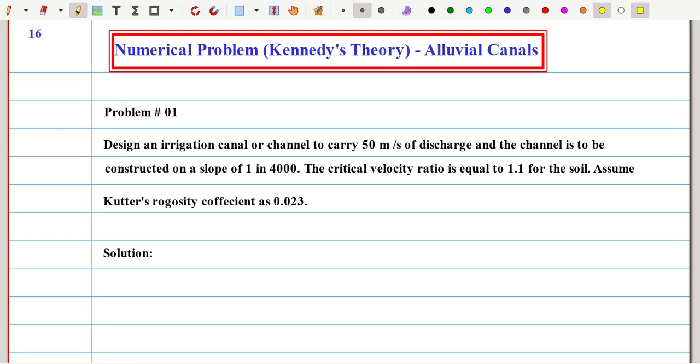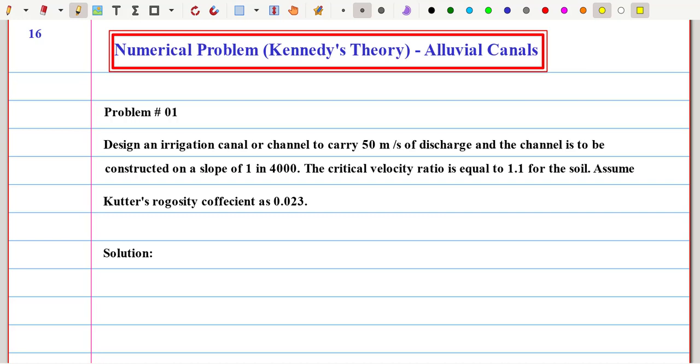But actually, Kennedy's theory is a bit lengthy. The next theory which we are going to discuss is Lacey's theory. So Lacey has made some amendments in Kennedy's theory, and that method is considered to be far better when it comes to the results. So we will try to solve a similar numerical in Lacey's theory too, and we will see the differences. Lacey's theory is not that lengthy, but Kennedy's theory is actually time consuming and very lengthy, because we need to do the hit and trial method, right? We need to change the depths again and again if it is not satisfying the conditions.